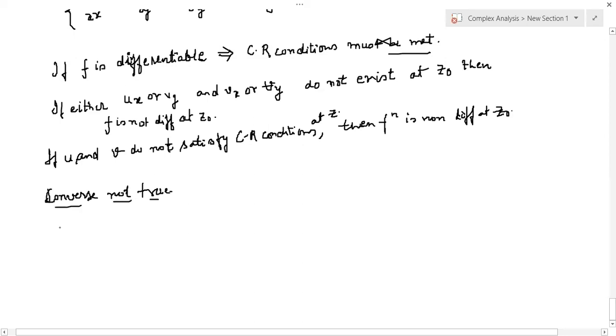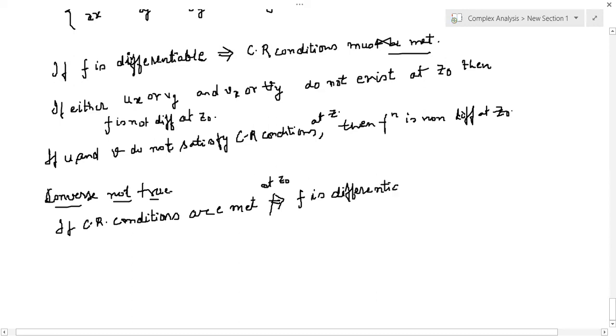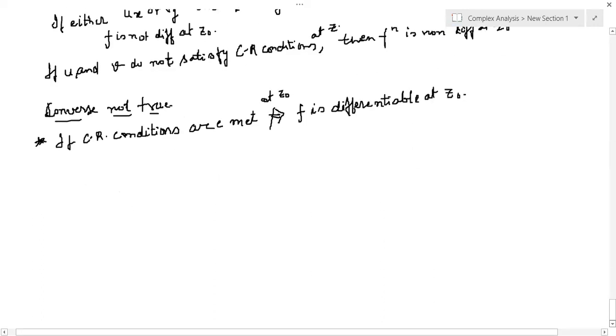Converse, not true. That is, if Cauchy Riemann conditions are met, it doesn't imply that at, let's say, point z naught, the function is differentiable at z naught. So that is an important thing one must remember: if Cauchy Riemann conditions are met at z naught, then it doesn't imply that f is differentiable at z naught.